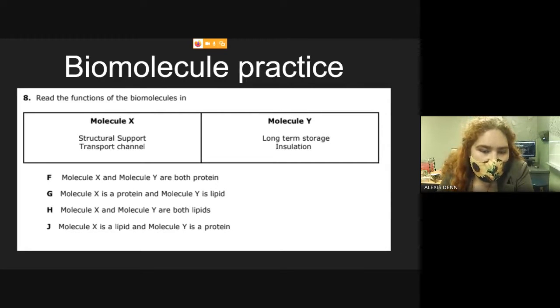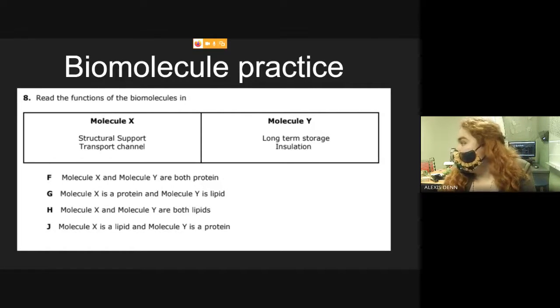Read the functions of the biomolecules in molecule X and molecule Y. Molecule X is for structural support, transport channel. Molecule Y, long-term storage and insulation. Your answer choices. F, molecule X and Y are both protein. G, molecule X is a protein, molecule Y is a lipid. H, molecule X and molecule Y are both lipids. J, molecule X is a lipid and molecule Y is a protein.